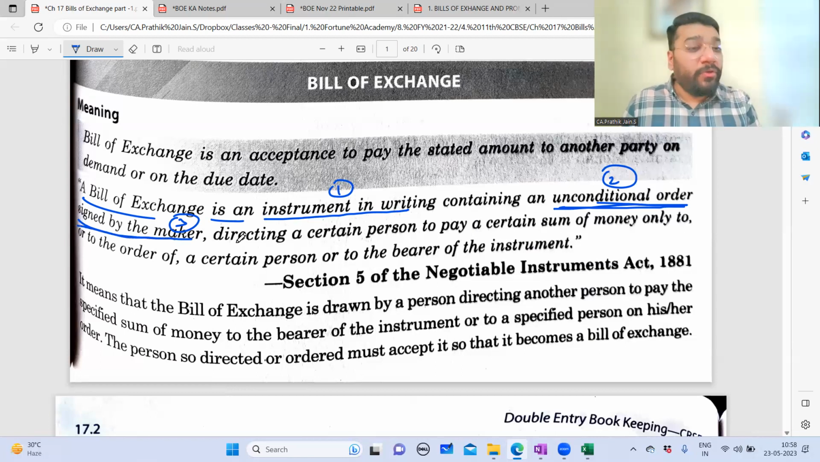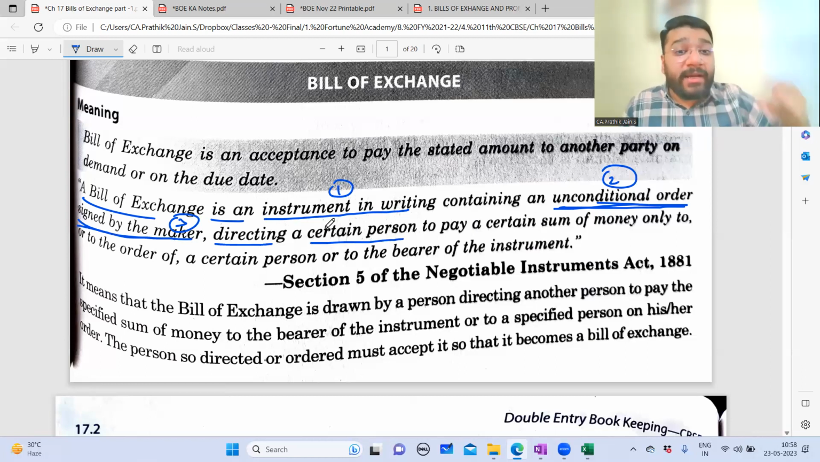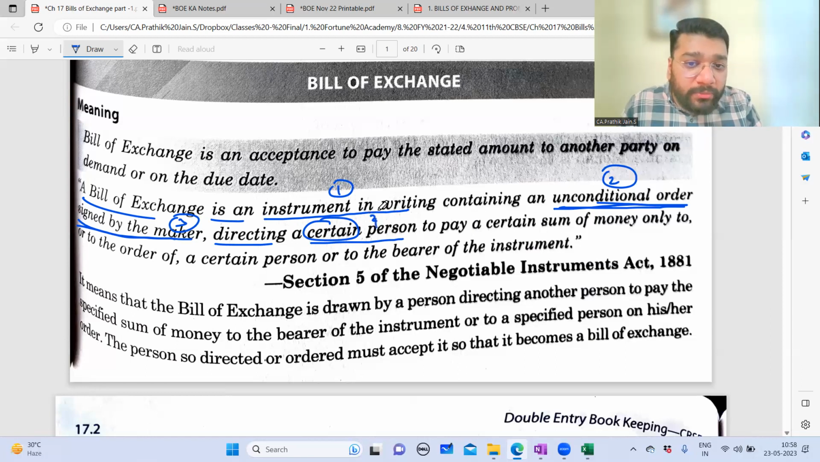Third point. Now the fourth point, directing a certain person. Certain person means you have to specify which person. Specify specifically who will pay the money. Will Karunya pay the money? Will Disha pay the money? Will Yogi pay the money? You have to specify the buyer's name in the document. So, directing a certain person. Certain person means a specific person, to pay a certain sum of money.